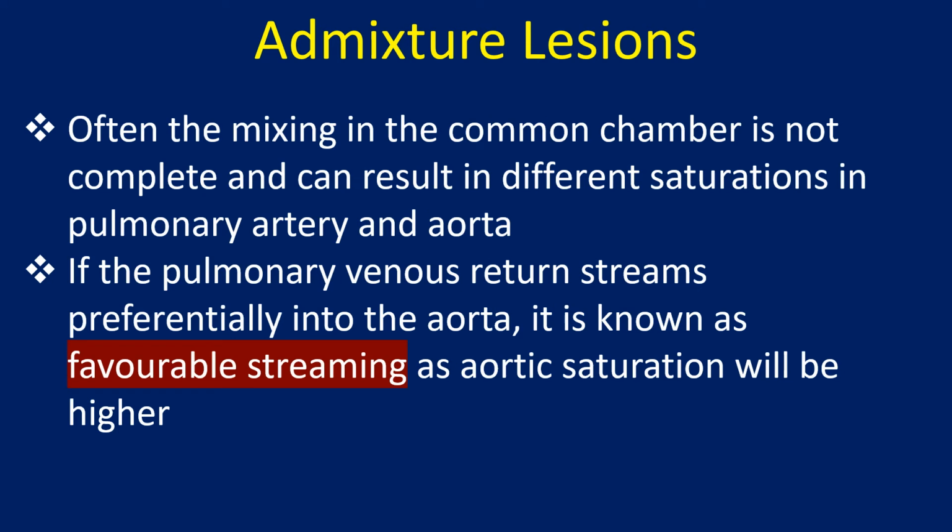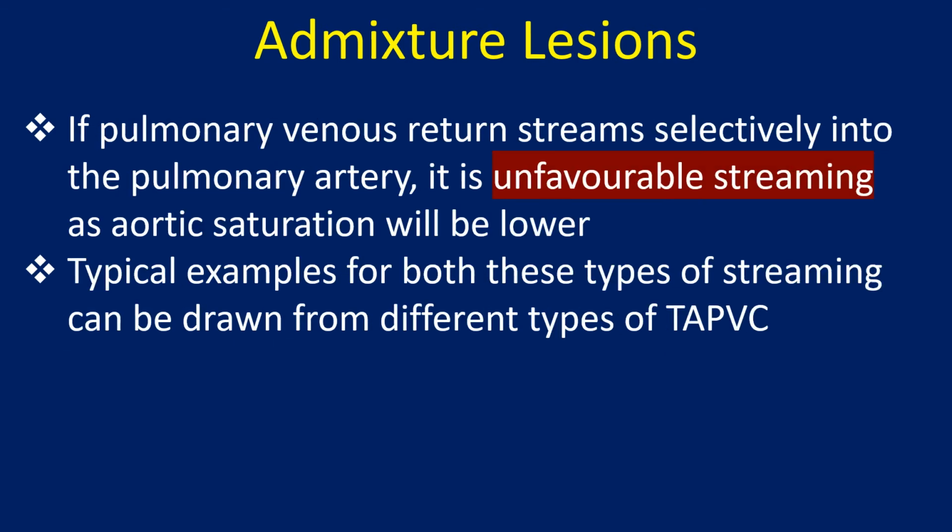Often the mixing in the common chamber is not complete and can result in different saturations in the pulmonary artery and aorta. If the pulmonary venous return streams preferentially into the aorta, it is known as favorable streaming, as aortic saturation will be higher. If pulmonary venous return streams selectively into the pulmonary artery, it is unfavorable streaming, as aortic saturation will be lower. Typical examples for both these types of streaming can be drawn from different types of TAPVC.